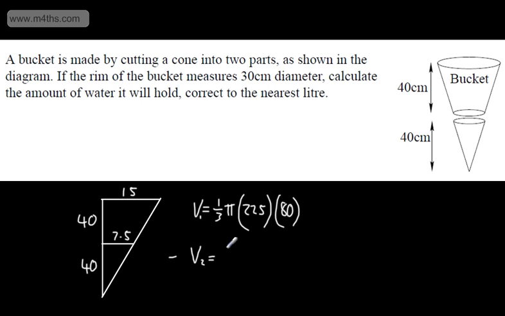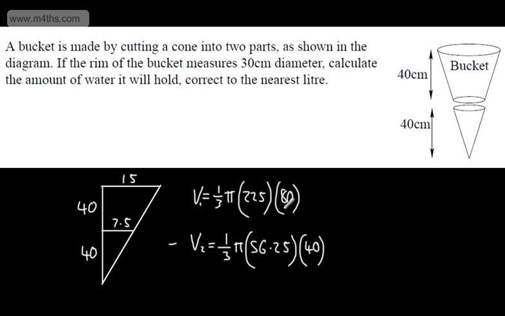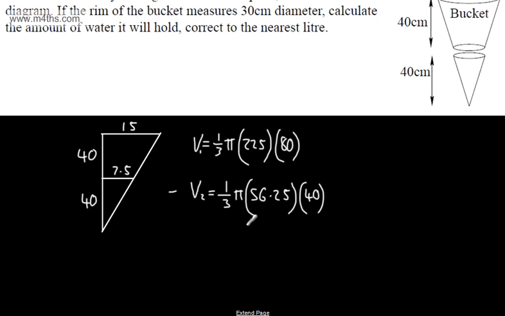And that's going to be 1/3 pi, the radius squared, 7.5 squared, is going to give me 56.25. You can do that one on a calculator if you like. Multiplied now by the height. The height is going to be 40, and we can work that out. Again, you could work with the similarity of these if you wanted, and that is covered in another topic, but we can do this anyway.